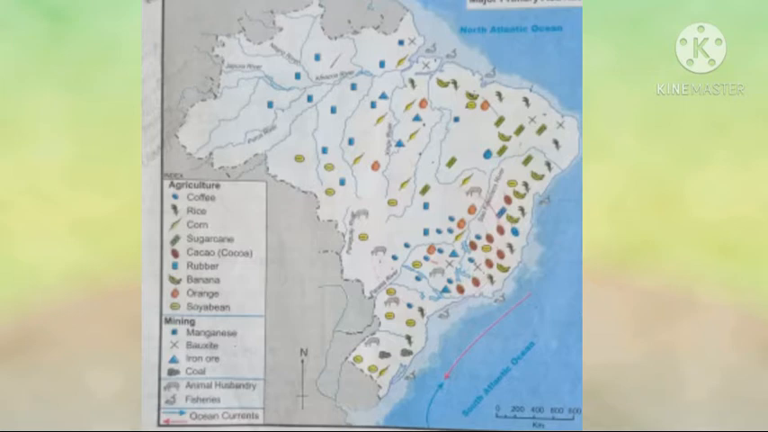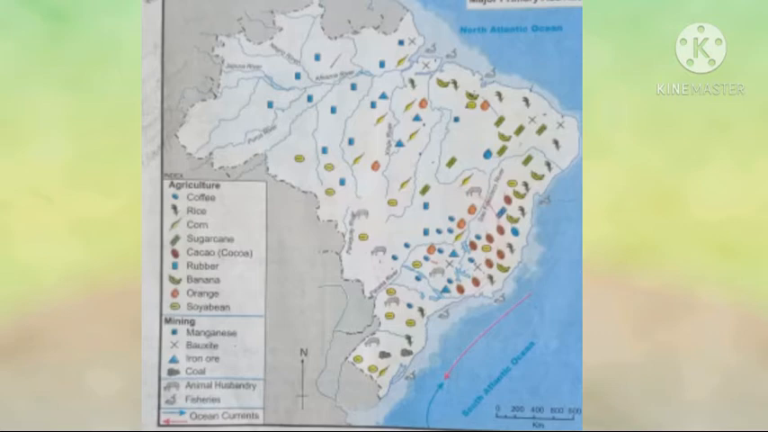If you are observing this map, we can see that in the eastern part of the country, almost all the crops are produced. In the same manner, a lot of natural resources such as minerals are also deposited in the southeastern part of the country. Coffee, rice, sugarcane, cacao, banana, orange, and soybean are all produced in the eastern part of the country.